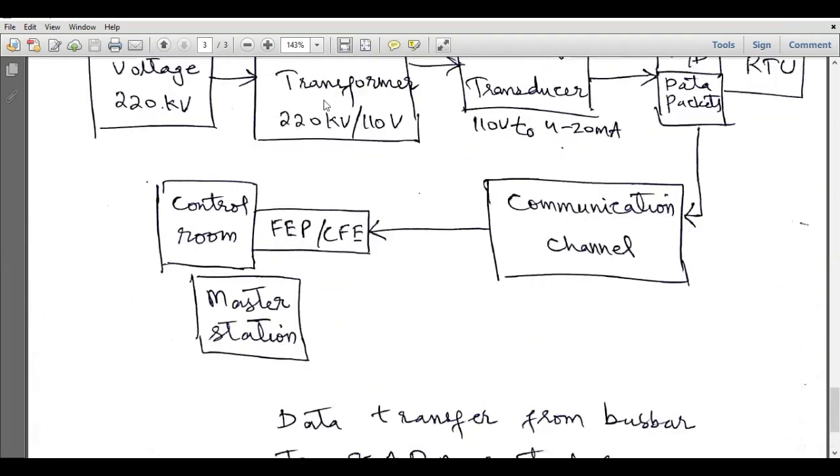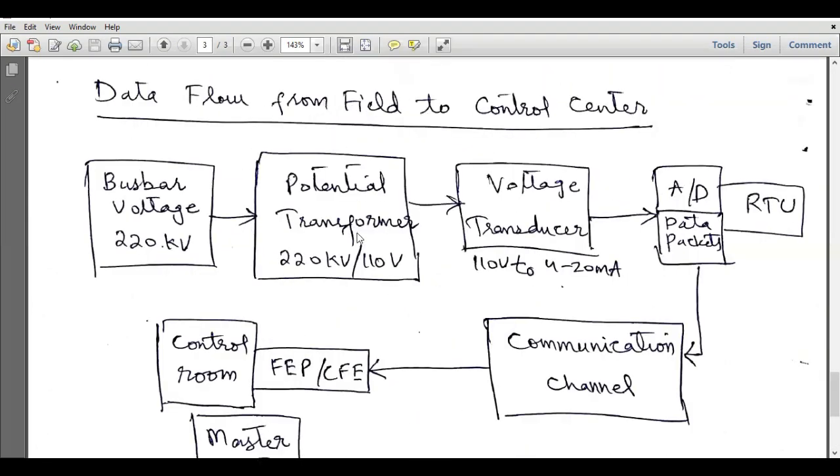That is explained in this block diagram, and that is all about our today's lecture on the introduction of SCADA systems.